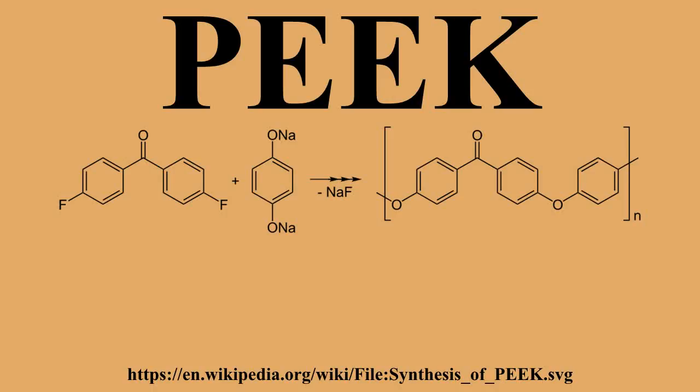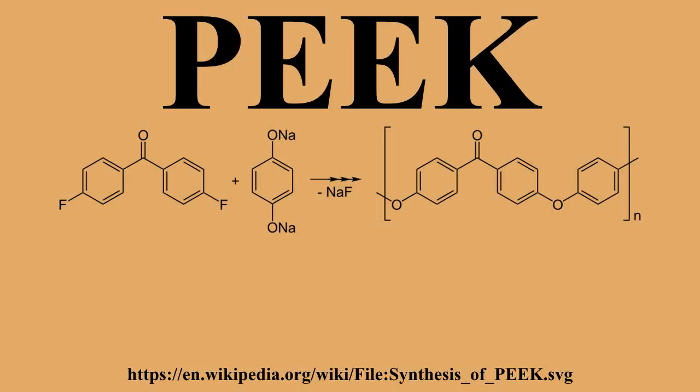Properties. PEEK is a semi-crystalline thermoplastic with excellent mechanical and chemical resistance properties that are retained to high temperatures. The processing conditions used to mold PEEK can influence the crystallinity, and hence the mechanical properties. The Young's modulus is 3.6 gigapascals and its tensile strength 90 to 100 megapascals.